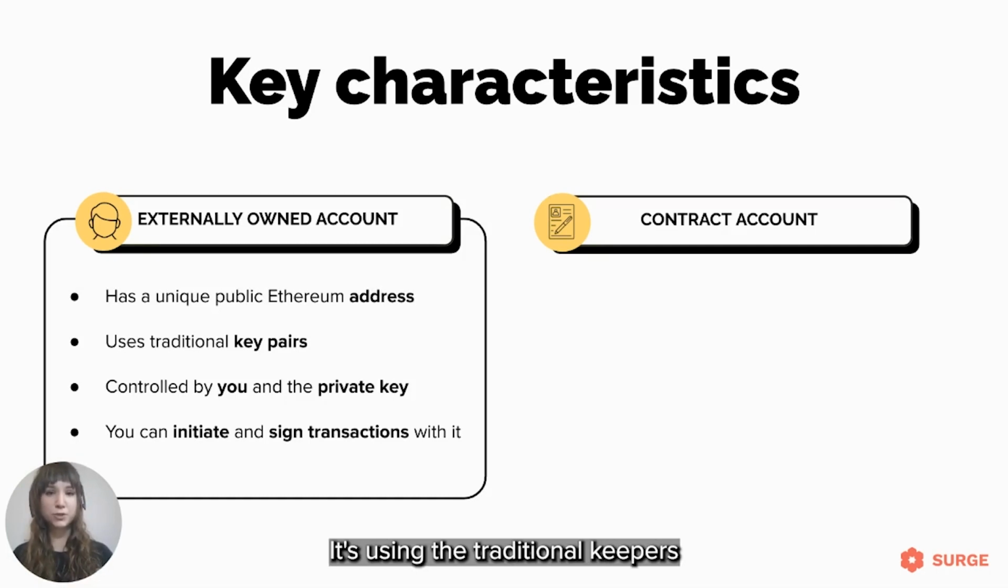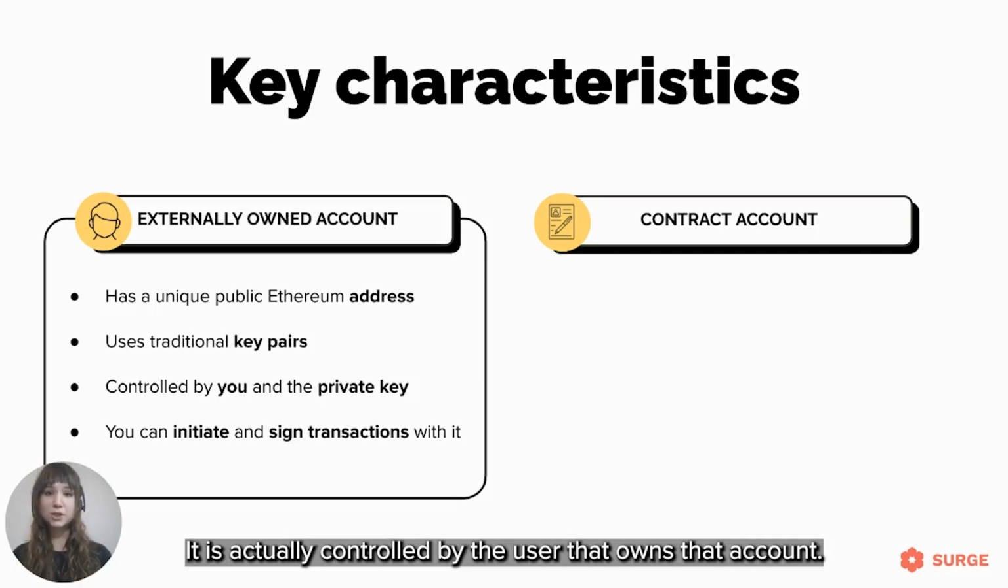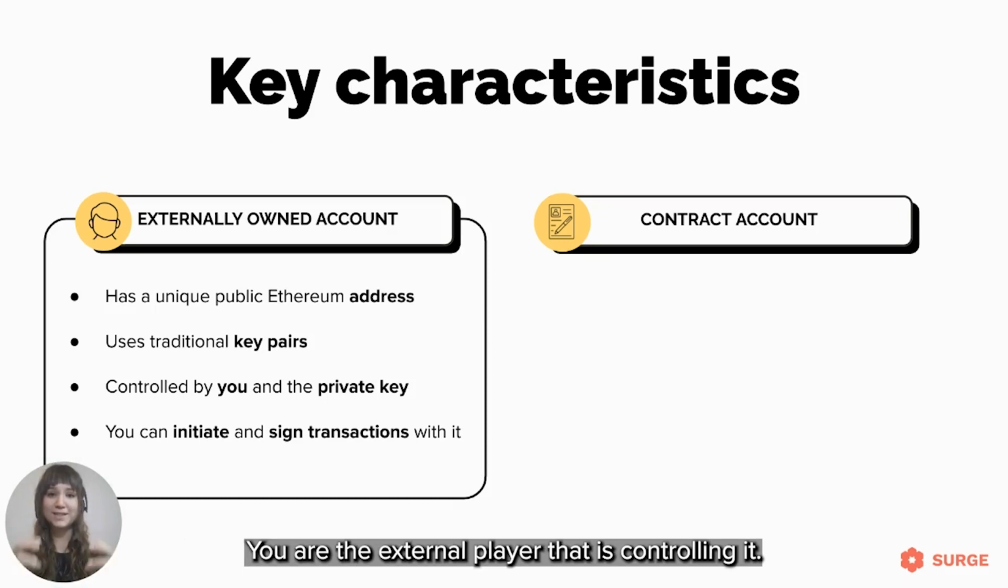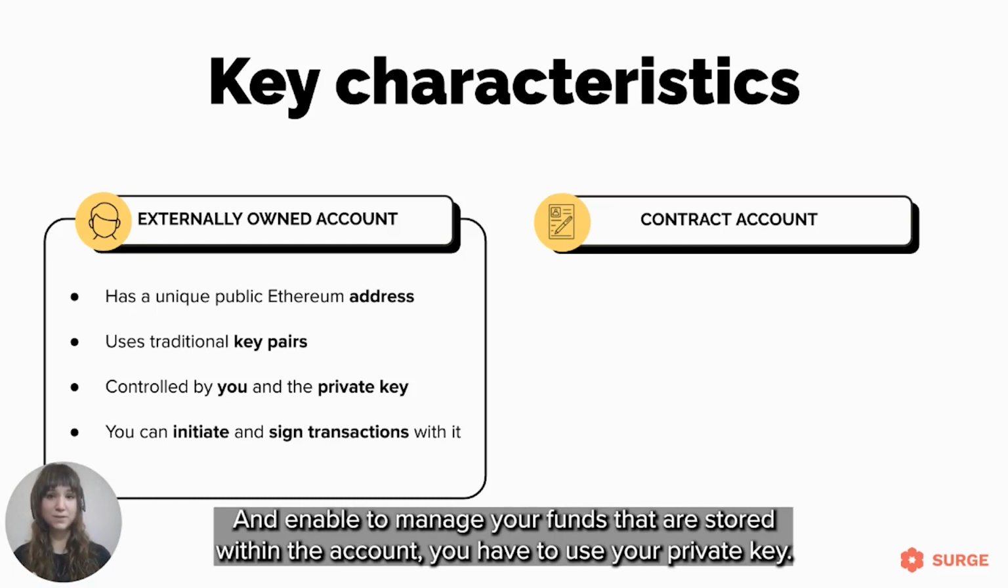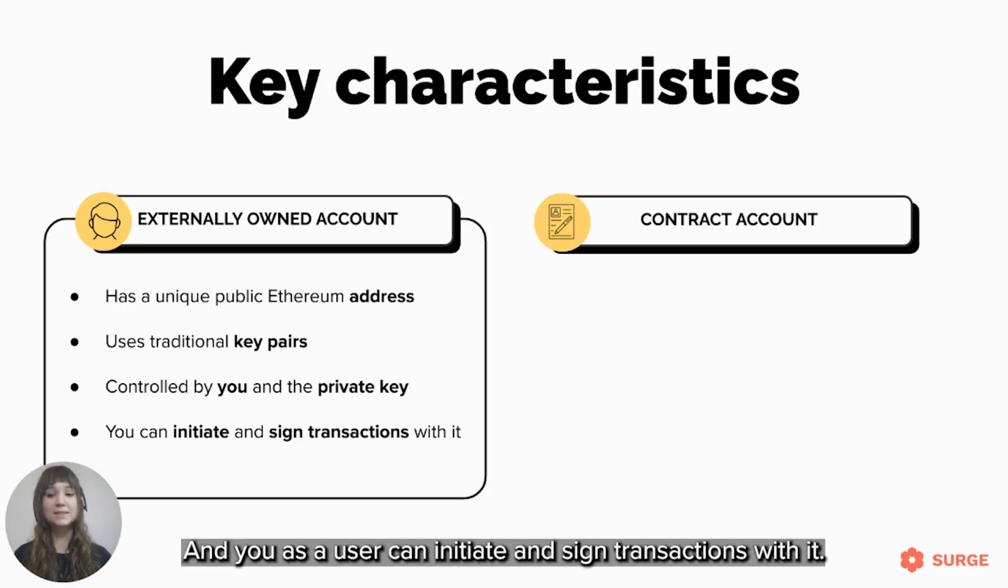It's using the traditional key pairs, the public and private keys, for data encryption and decryption, for receiving and sending transactions. It is actually controlled by the user that owns that account. That's why it's called the externally owned account. You're the external player that is controlling it. And in order to manage your funds that are stored within the account, you have to use your private key. And you as a user can initiate and sign transactions with it. If you don't know what it means to sign a transaction, then we will be covering that in the next videos.